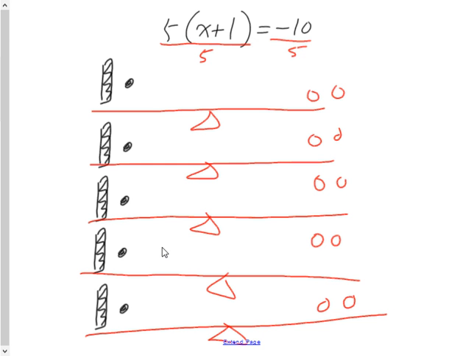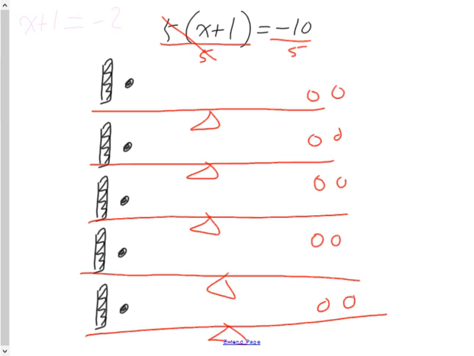is really saying, I know that 5 groups of x plus 1 equals negative 10, but if I divide the side by 5, I get 1 group of x plus 1, which is right here, is equal to negative 2. So each of these scales that I've created here by dividing everything I had by 5 now becomes 1 group of x plus 1 is equal to negative 2.